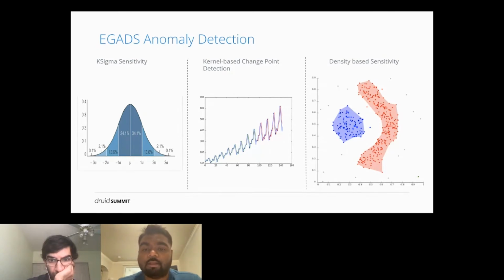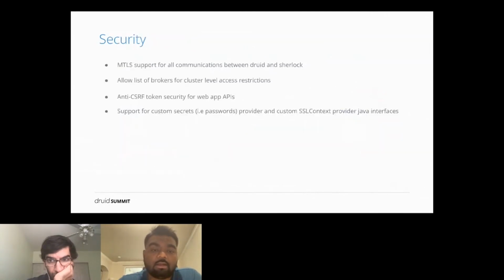And let's say if you have a bunch of time series and you want to detect which time series is anomalous, you can use these density based models to detect the anomalous time series among a group of time series. Next slide. So let's see what securities we provide underneath.